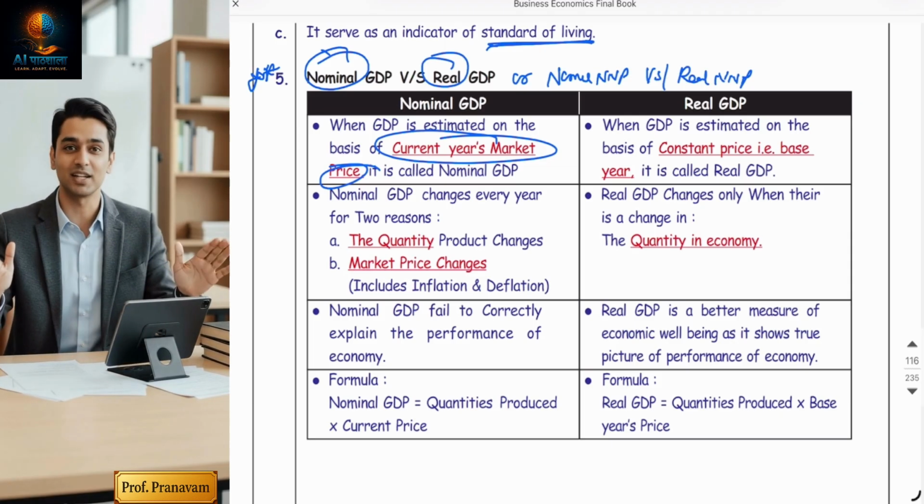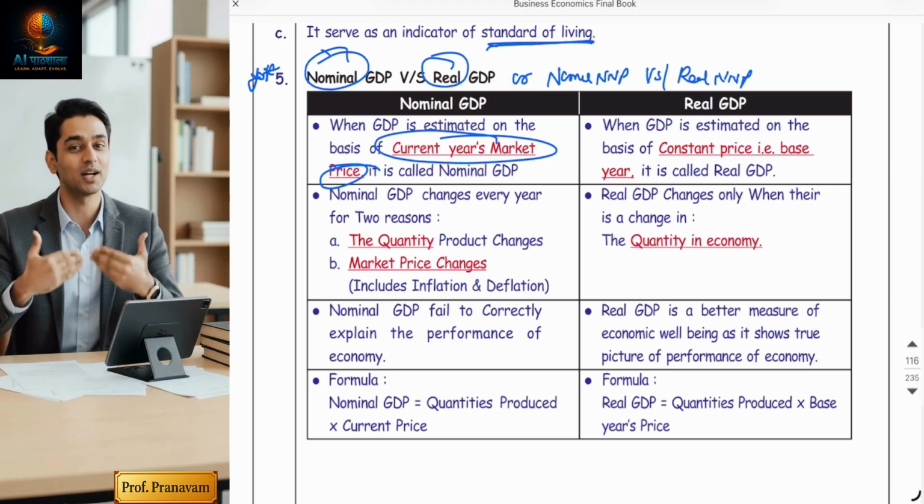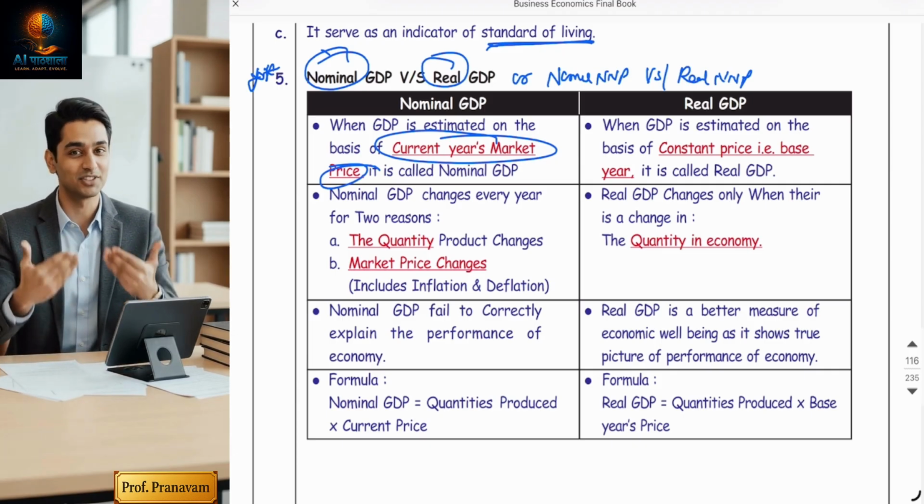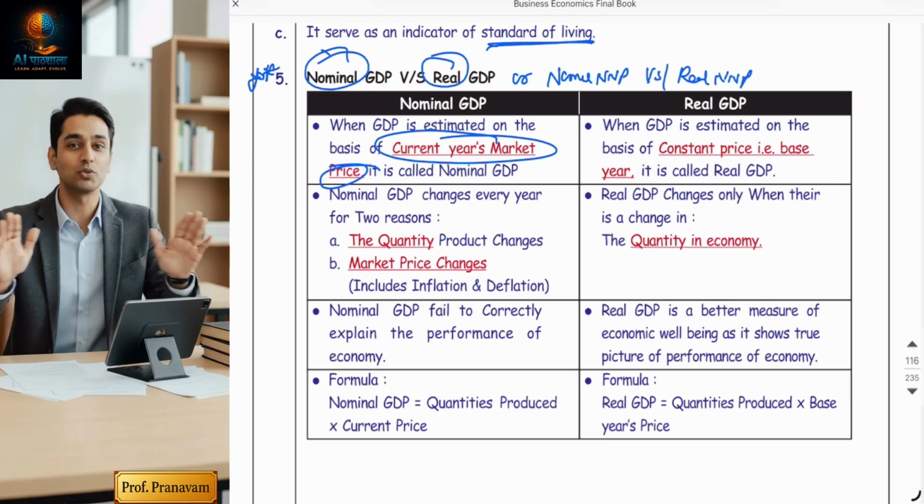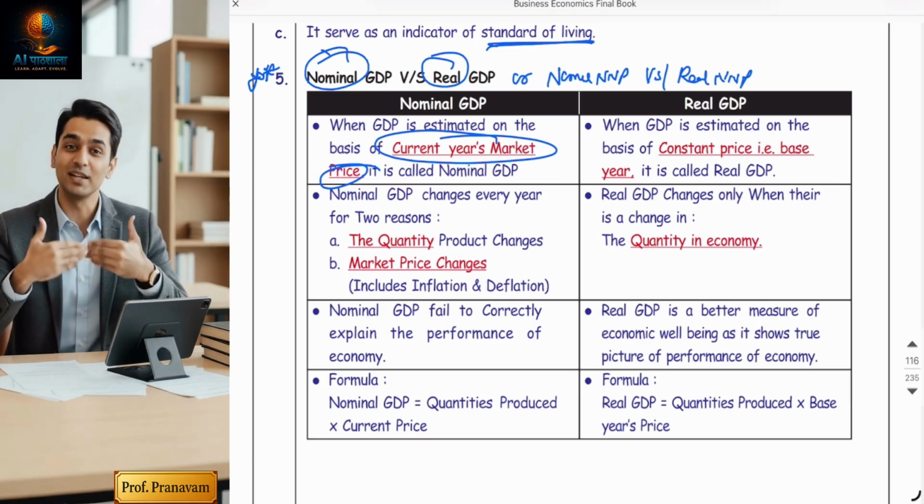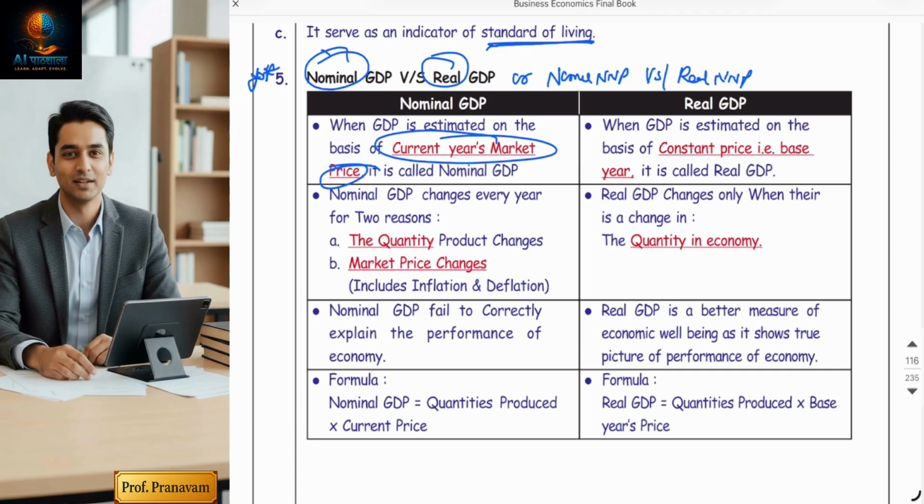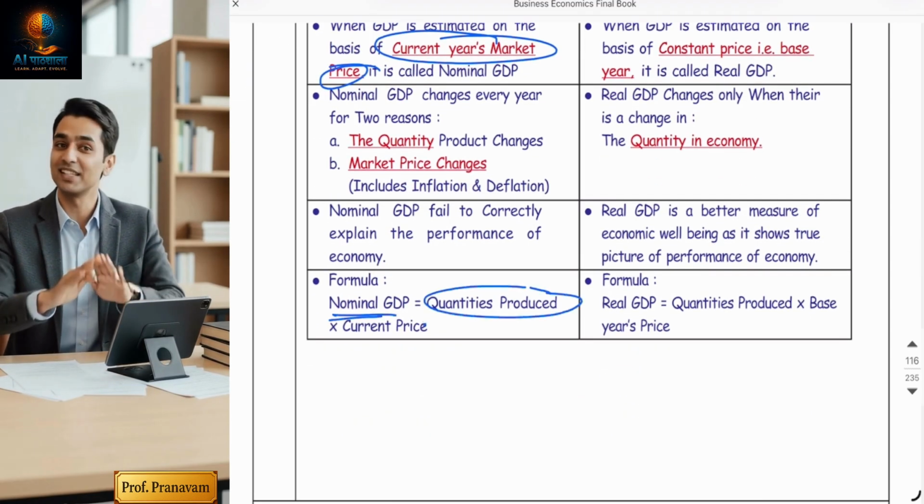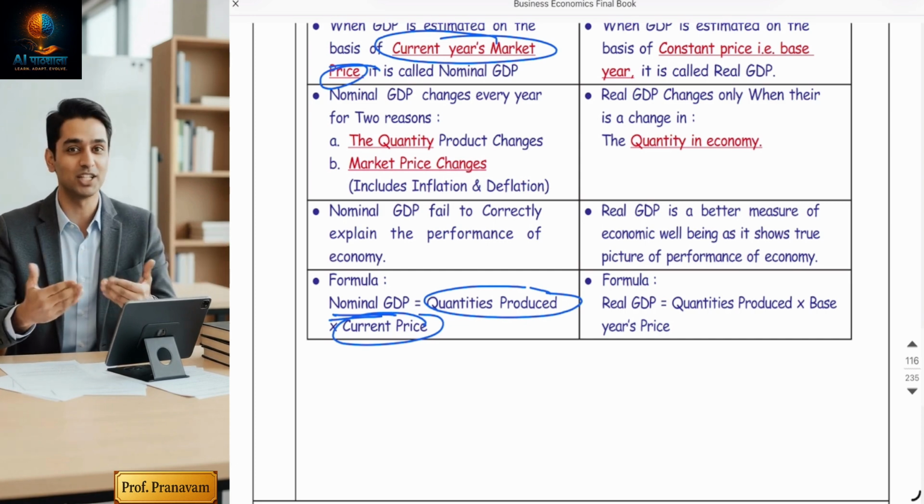If the price of a product is 100, your national income will be 100. If the same product's price increases to 150, your national income will also increase to 150, right? So here it includes inflation and deflation both. National income is calculated at the current market price. So nominal GDP is calculated as quantity produced into current price, right?